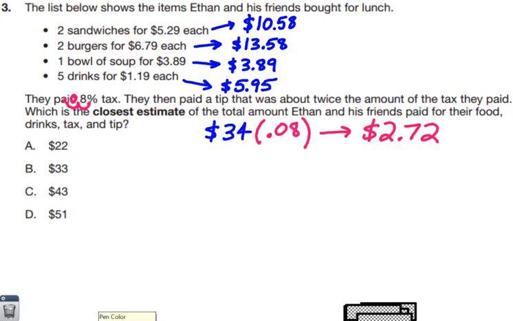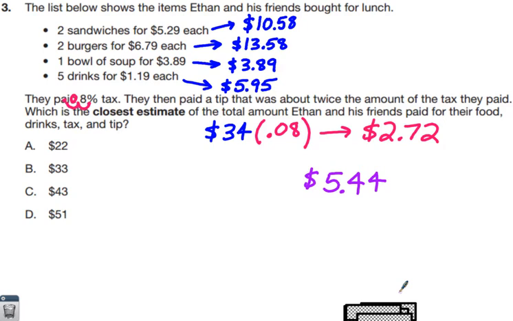Alrighty. What color will we do next? Purple. But again, if you've read all this carefully, you also know that we paid a tip that was about twice the amount of the tax. So that means 2.72 times 2. If we multiply that by 2, we get $5.44.